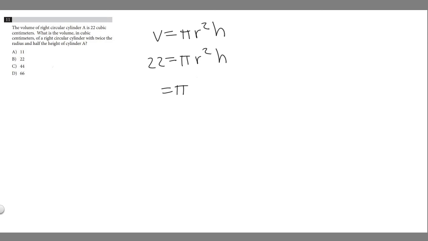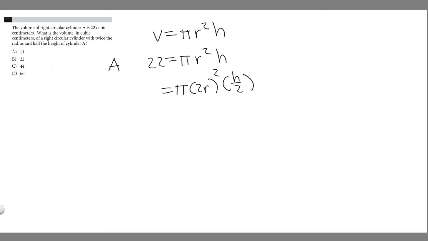So pi times our radius, but this one tells us the radius is twice this one, right? So twice the radius, so replacing r with 2r. So we're just pretending it's twice the radius, so squared, and then the h, it says the height is half of the height of this one, because this one's cylinder A. And so what we want to do is take the height and divide it by 2, right? Because our height's half of this one.